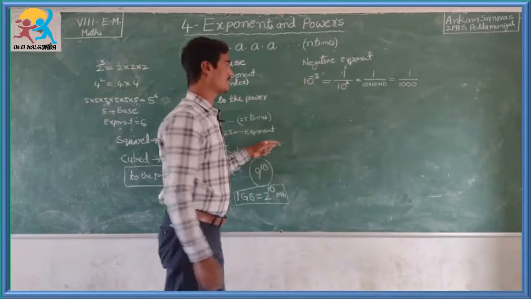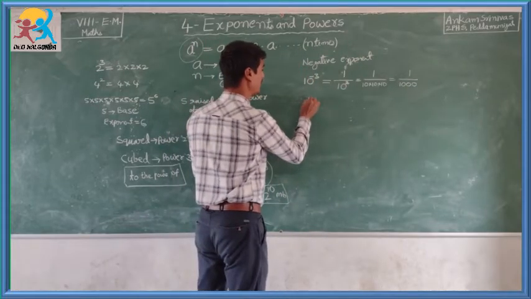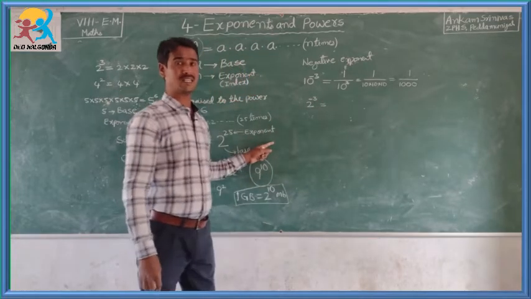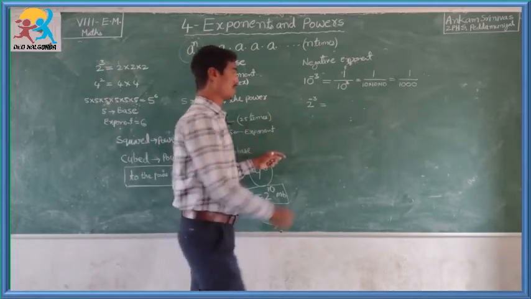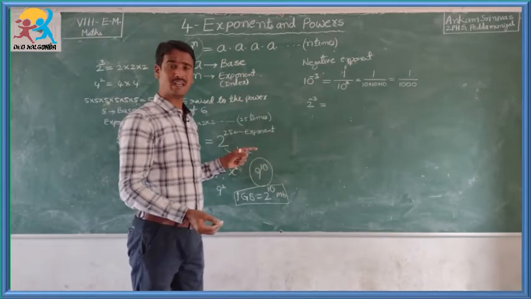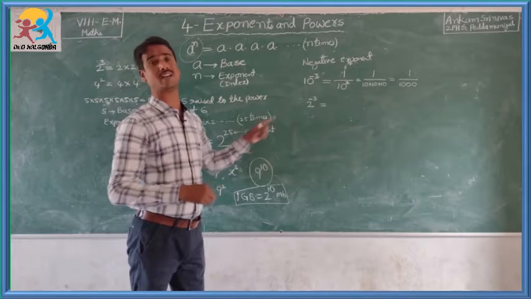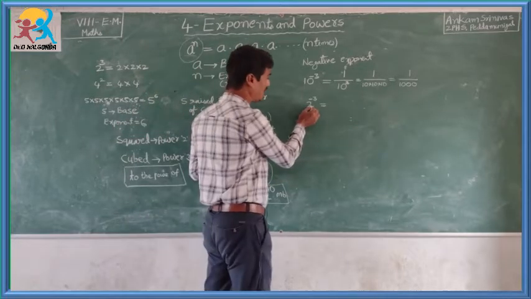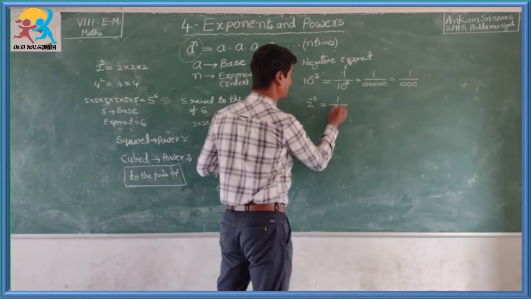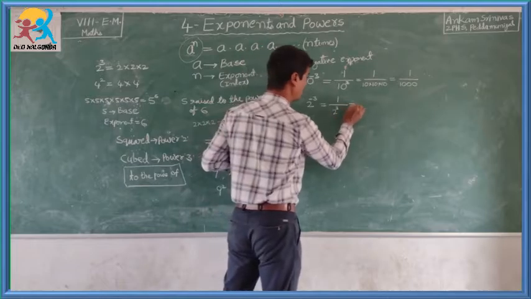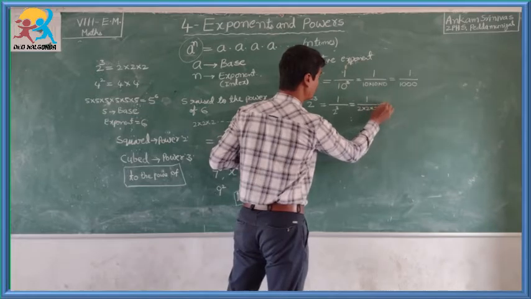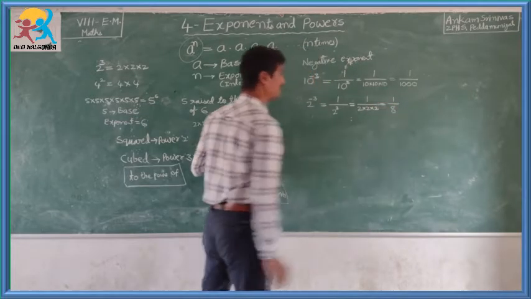Is it clear? Suppose what is the value of 2 power minus 3? So how to get 2 power minus 3? It is a negative exponent, so we have to convert it into a positive exponent by writing the reciprocal of the given power. What is the power here? 2 power minus 3. So 1 by 2 power 3. So 1 by 2 into 2 into 2. So we will get 1 by 8.